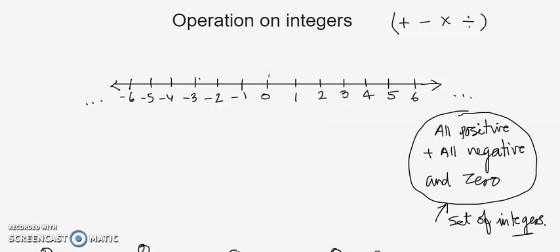This is a number line and I have marked 1, 2, 3, 4 on the right hand side. They are all positive numbers, and towards the left side I have marked negative numbers. So all positive plus all negative and 0 together is a set of integers. In our junior grades we have learned addition of positive numbers.